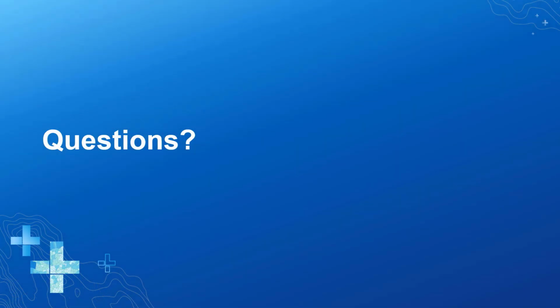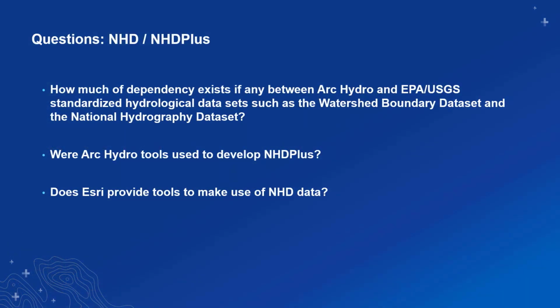And with that, let me answer some questions that came in during the webcast. The first set of questions deals with NHD and NHDPlus data. How much of dependency exists, if any, between ArcHydro and EPA USGS standardized hydrological datasets such as Watershed Boundary Dataset and the National Hydrography Dataset? There is no direct dependency between ArcHydro and NED, NHD, and WBD, but they can all be used as input data within ArcHydro data model and can be used with ArcHydro tools.